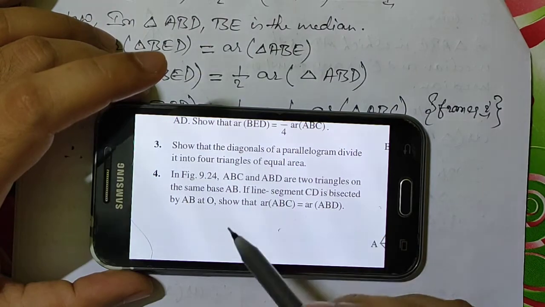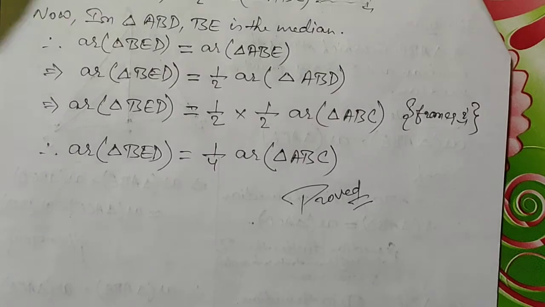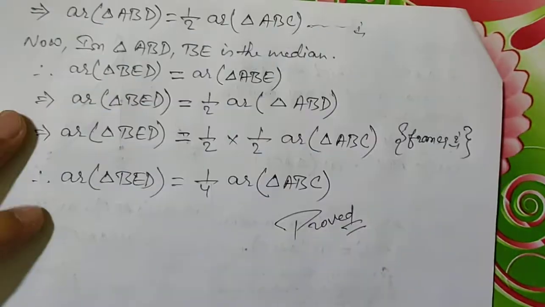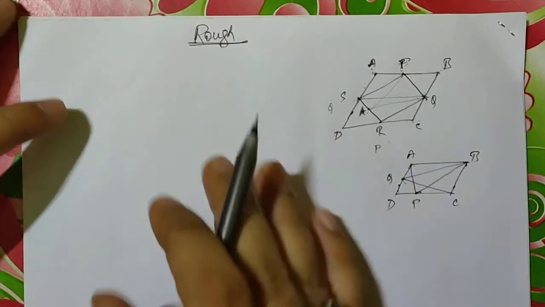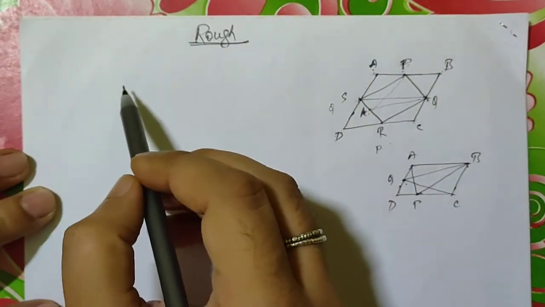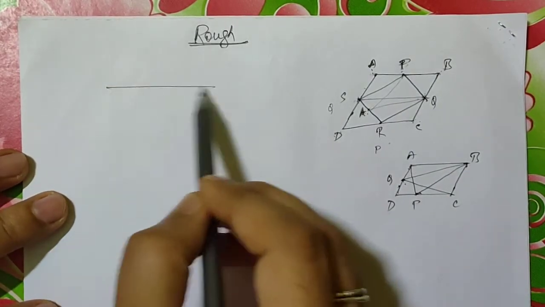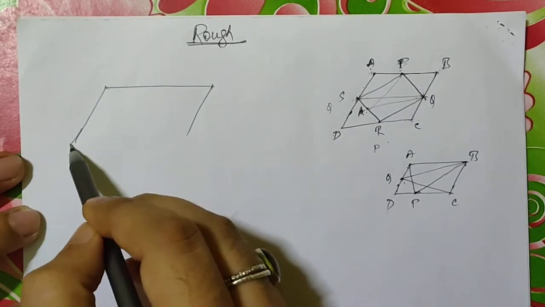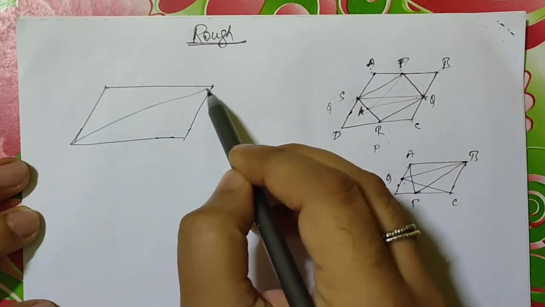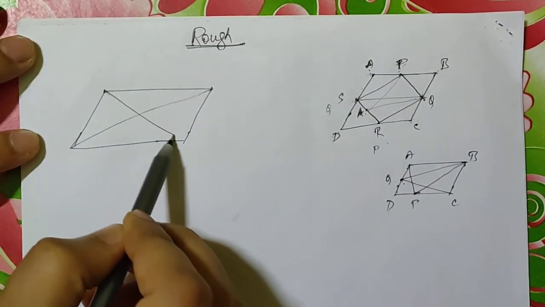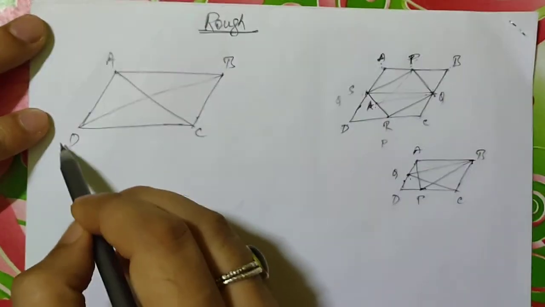If you draw a parallelogram, let me draw a parallelogram for you. Now we are going to do a rough discussion. So here is our rough sheet. The question is saying that the diagonals of a parallelogram divide it into four triangles of equal area. So let us first of all draw our parallelogram. So this is our parallelogram, and now just join its diagonals. If we join the diagonals, we are going to get four triangles, obviously A, B, C, D, and this is the point.